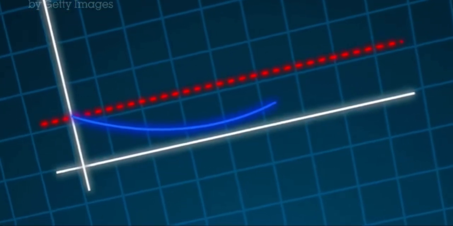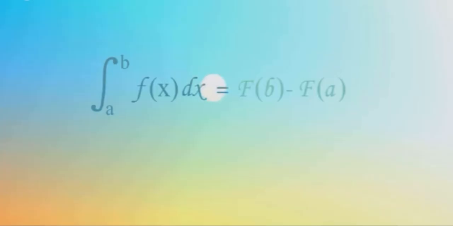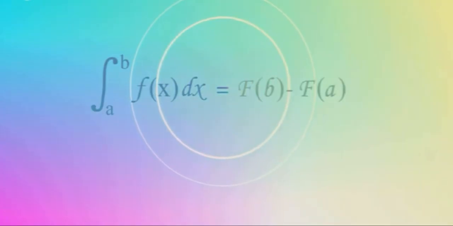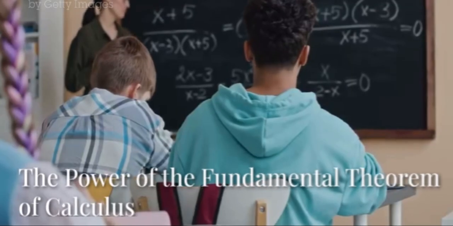One way to approach this problem is to divide the area under the curve into smaller rectangles. We can then calculate the area of each rectangle and add them up to get an approximation of the total area. This method is called a Riemann sum. The more rectangles we use, the more accurate our approximation becomes. In essence, we're trying to approximate the curve with a series of straight lines, making the area calculation simpler.